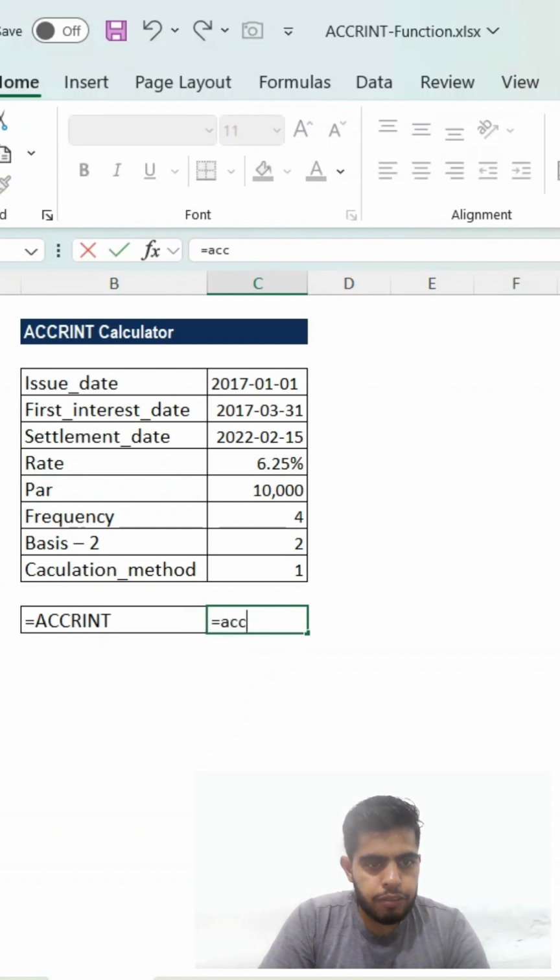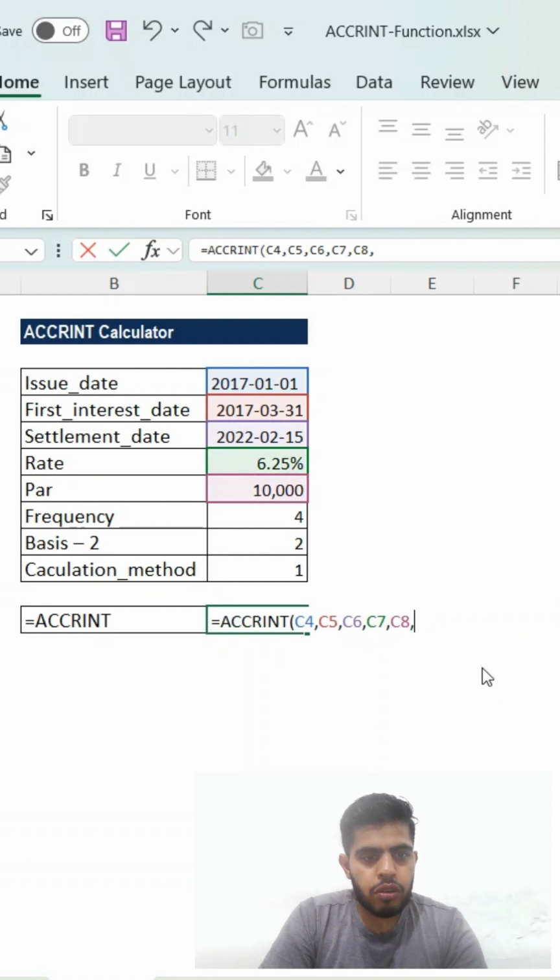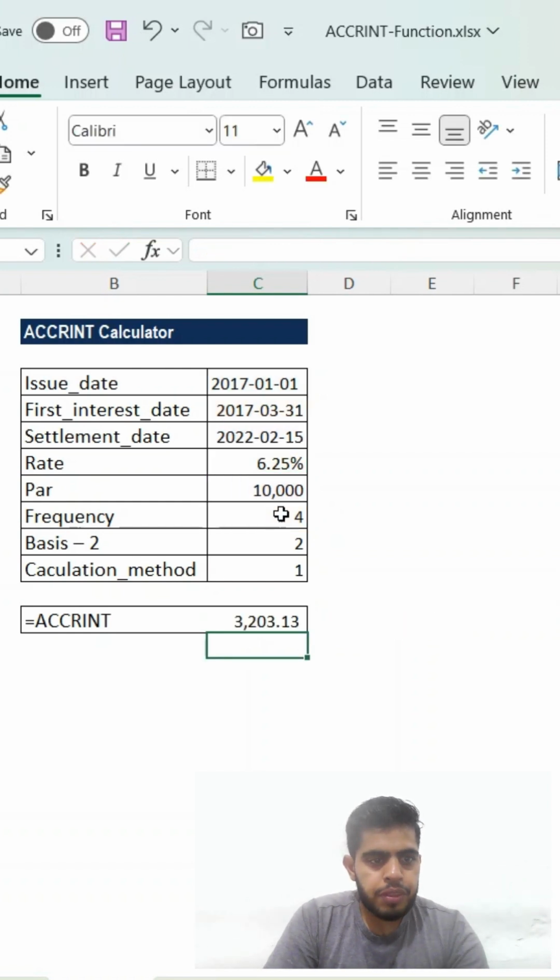So the Accrint formula says first we need to give the issue date. This is my issue date, and then we have to give the first interest date. Then we have to give the settlement date. Then we have to give the rate, then par value, then frequency. Here, if you see the frequency, we can give only 1, 2, and 4. So in this case, we have to give this 4 frequency that we have taken in this example. And jumping to the next things, that is basis and calculation method, we can simply ignore this and press enter. So this is the accrued interest we are getting.